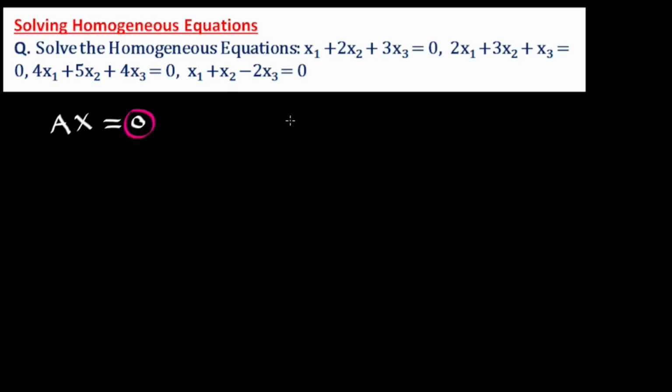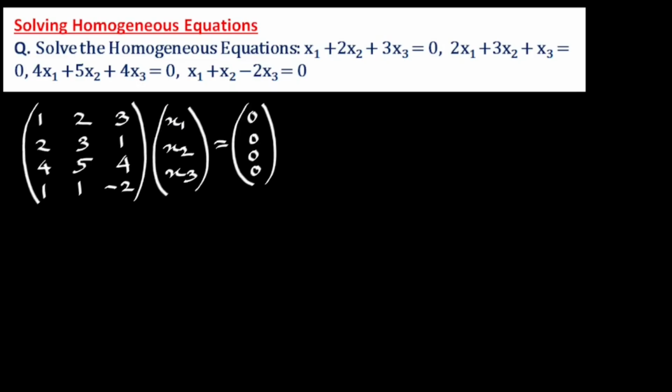In order to solve given homogeneous equations, we first write them in matrix form. Please note the constant matrix on the right hand side is a zero matrix, which makes these equations homogeneous equations. As usual, we will convert this matrix of coefficients A into a row echelon form by using appropriate row transformations and find its rank.